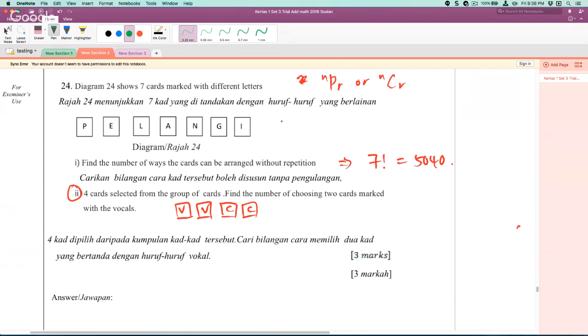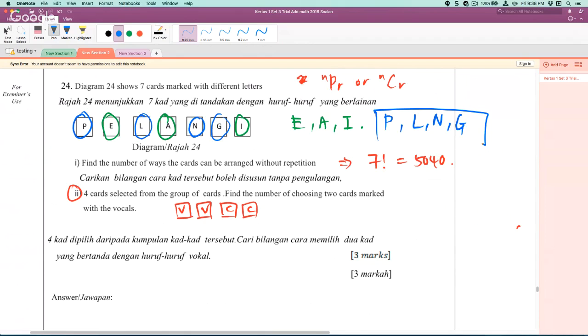So, I will separate the vowel first. We have 1 vowel, 2 vowel, 3 vowel: E, A, I. And then the rest is consonant: 1, 2, 3, 4. So, we have this is vowel, then consonant we have P, L, and G. So this is consonant, and then this is vowel.